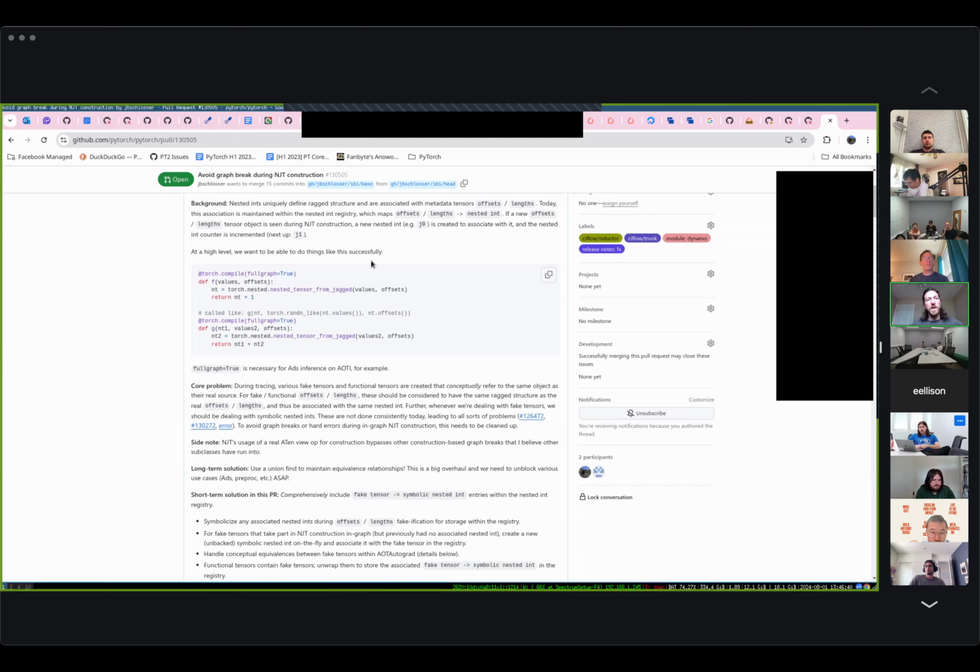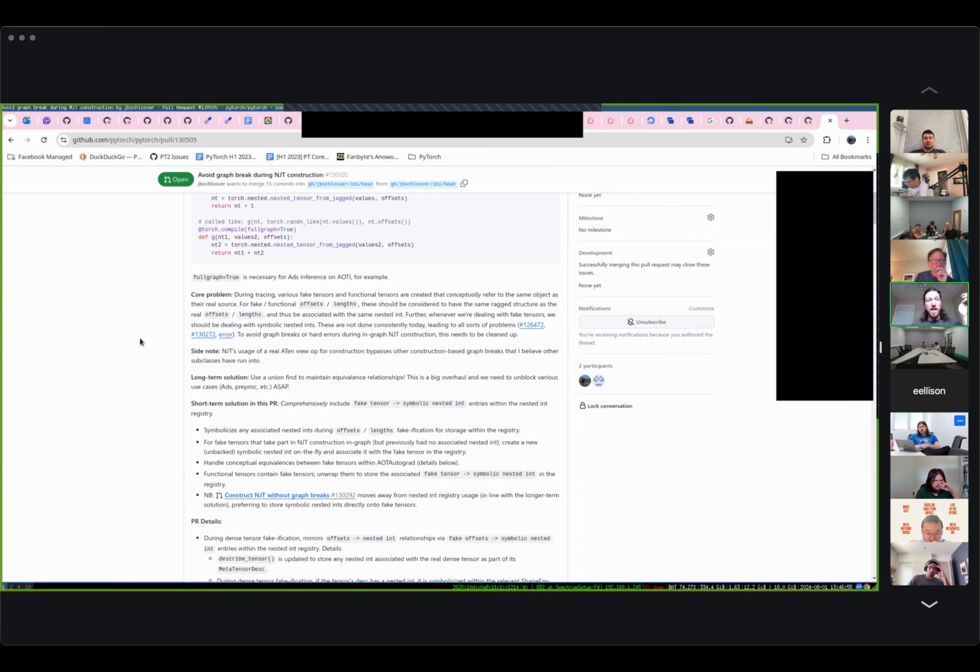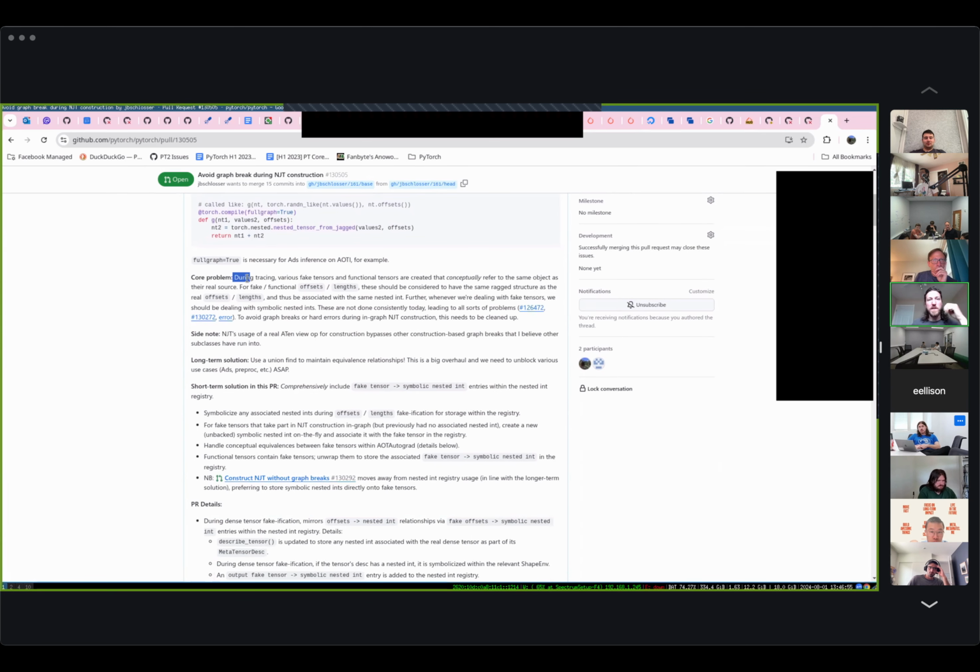What we want to get here, and this isn't the case today, is to be able to full graph compile this sort of NJT construction in graph. The reason this doesn't work today, very briefly, is because of the various fake and functional tensors created during tracing that conceptually refer to the same object as the real source, but end up getting associated with a different ragged structure, naively.